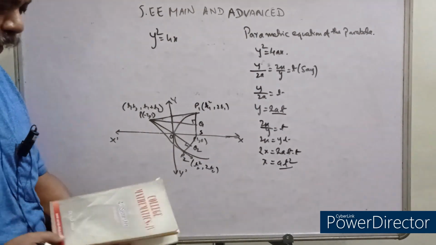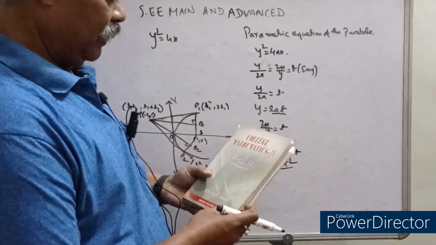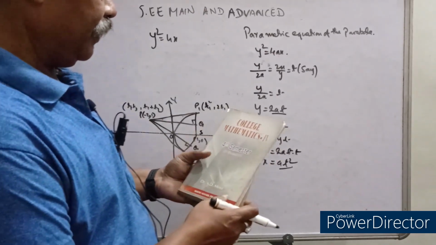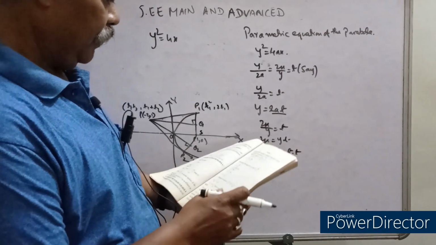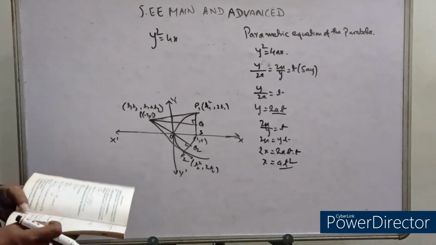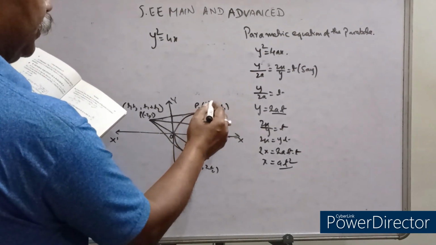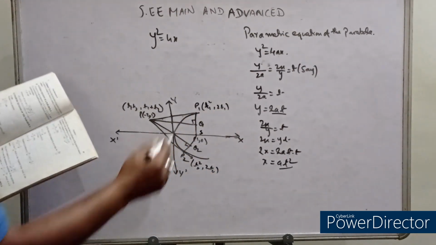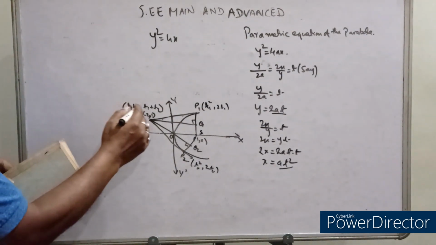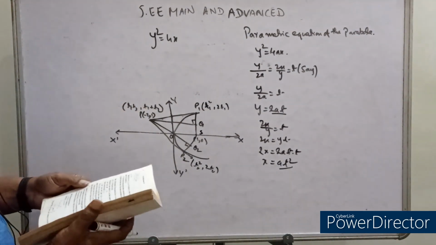So this can be solved, because I am showing you the book. This is for TDC 4th semester, and by the help of this theory you can solve it. So I have taken this coordinate as (t1 square, 2t1), so this coordinate becomes this. Now why (t1 t2, t1 plus t2)?